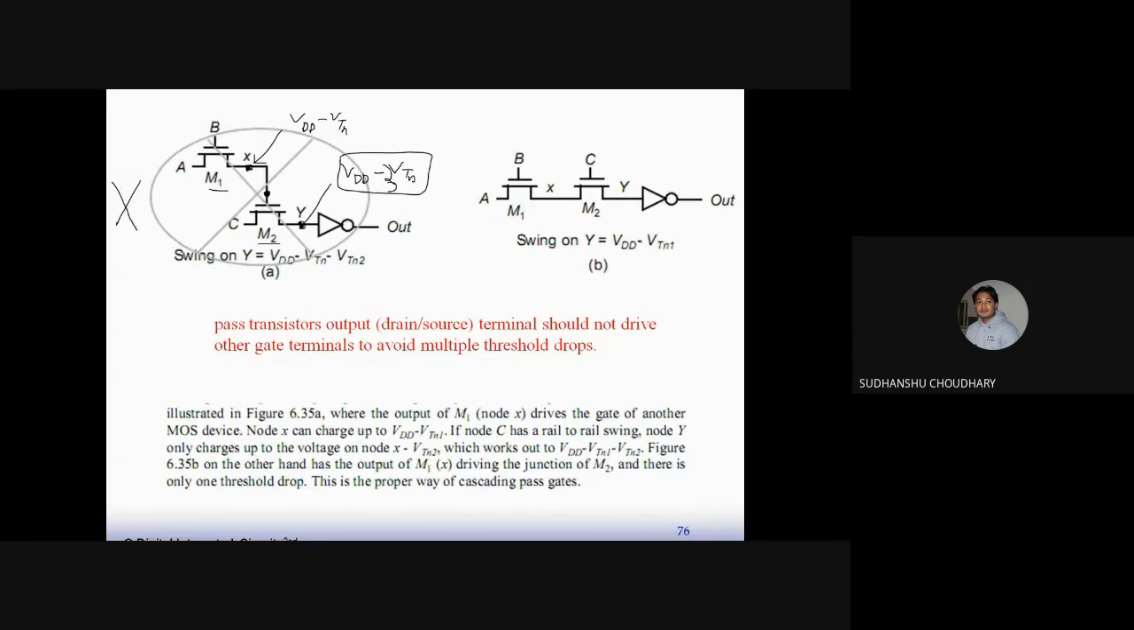Instead, one should connect the pass transistors like this. That is, the drain or source of one pass transistor can drive the drain or source of another pass transistor, but it should not drive the gate of the other pass transistor. In this case, the potential appearing at Y will have just one threshold drop, because of X appearing here. X was VDD minus VTN1, so the same VDD minus VTN1 can be achieved here. So at Y, we do not see a multiple threshold drop in this case.